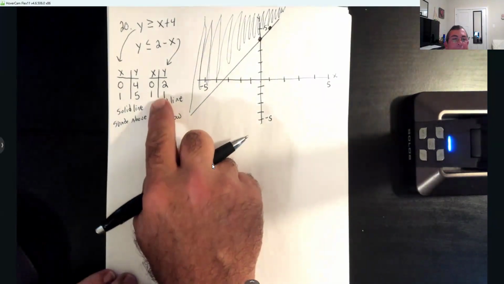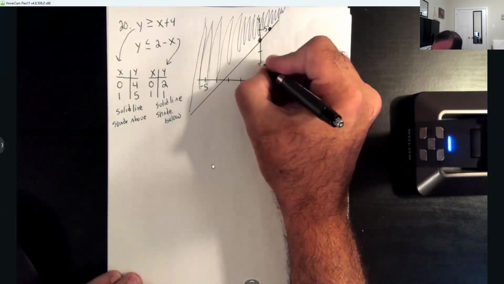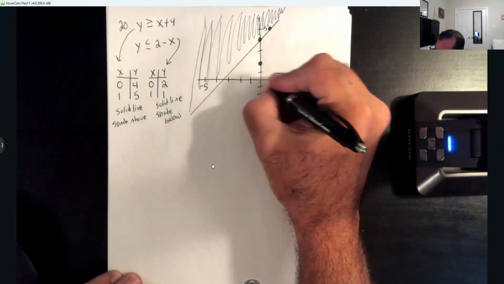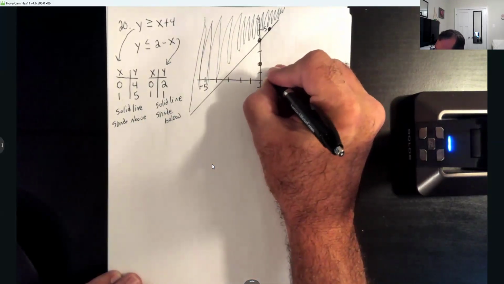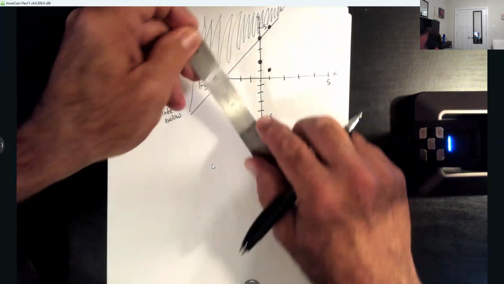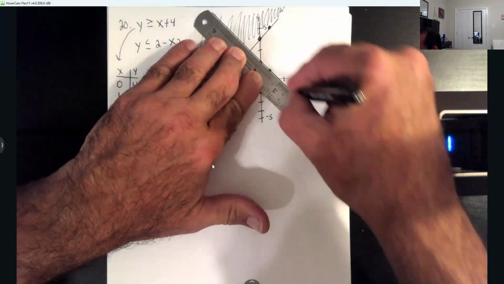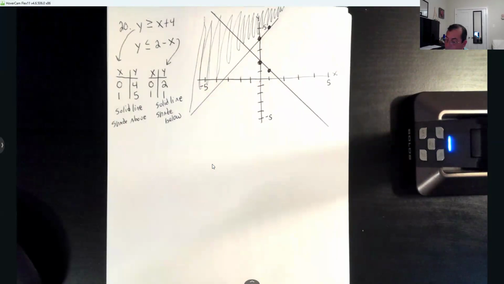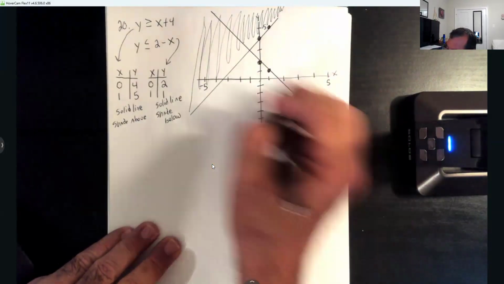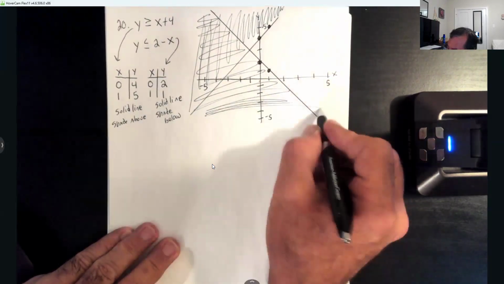So now we're going to plot the second one. I got 0, 2. So 0, up 2. And then 1, 1. So right 1, up 1. That was a solid line, so I'm going to draw it solid. But y'all notice that one shaded below the line. So below the line is all this right here.